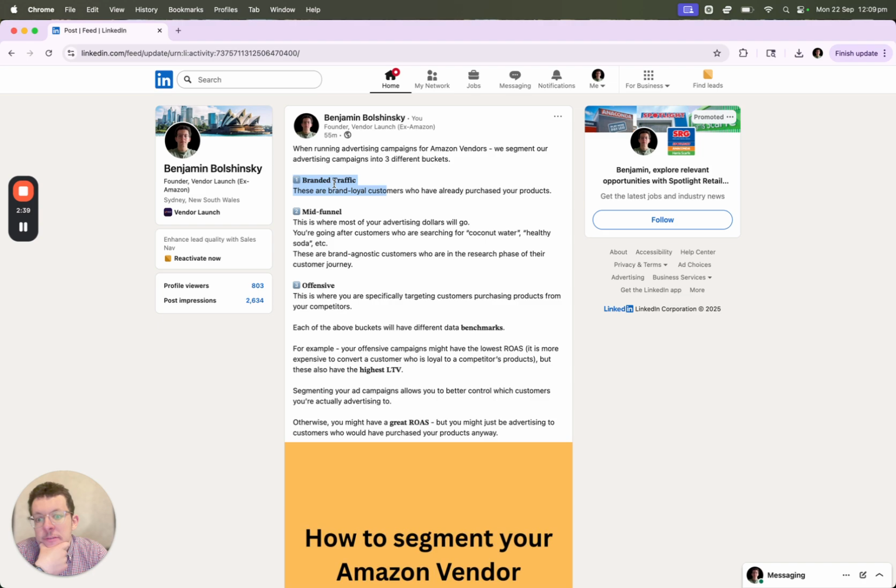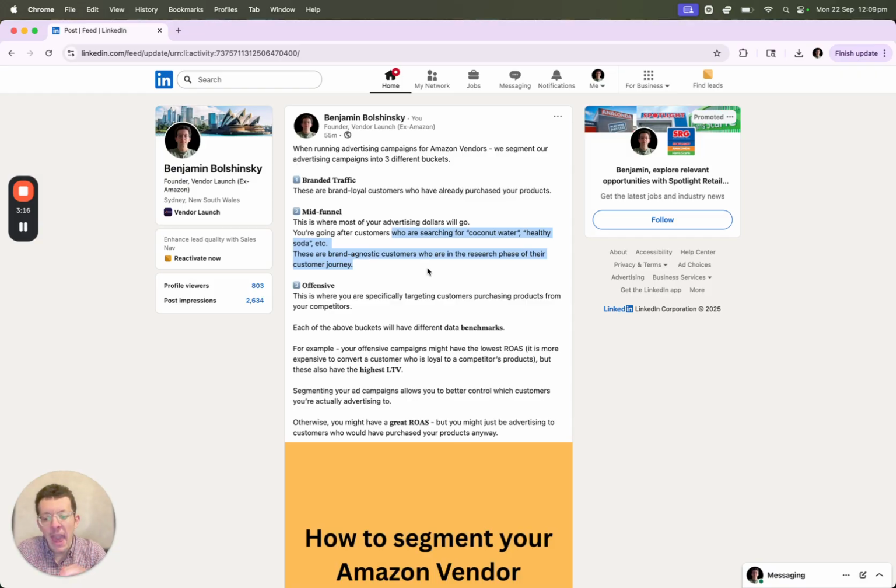And so that takes me to number 2, mid-funnel. This is where 80% of your marketing spend will go. And this is where you're targeting customers who are searching for brand agnostic terms. For example, soft drinks, water, coconut water, healthy soda, nuts, snacks. So they're in the research phase of their customer journey. There's not a particular brand they're loyal to. They're really just wanting to solve a particular problem they have, and so they're looking for a product.